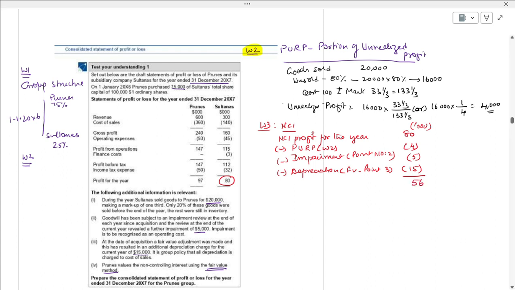Is it right? In this 56, you are not going to take anything, okay? You don't say 75-25. We take only the NCI share at the rate of 25%. Only NCI share. 25% means 1 by 4, so 56 divided by 4 is 14. It comes to 14,000.